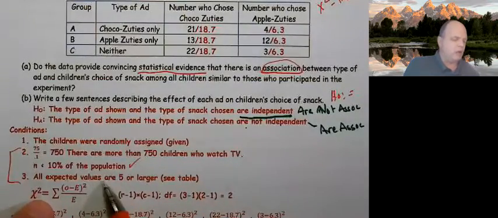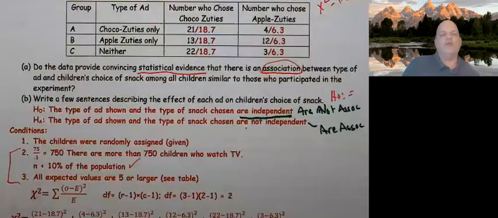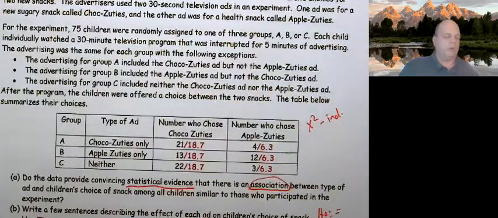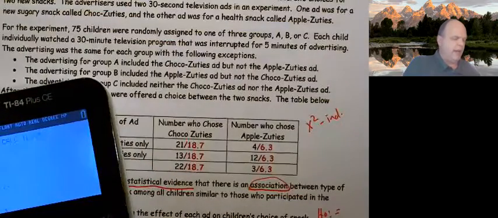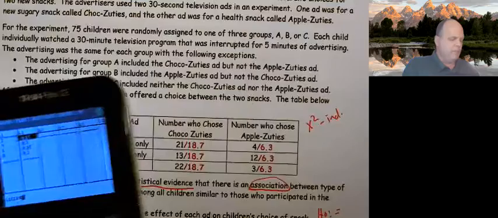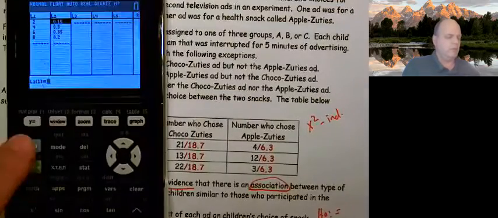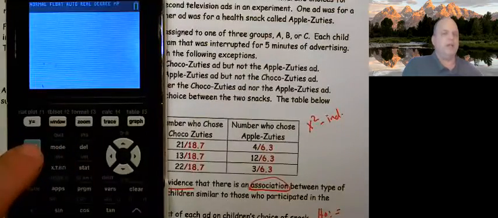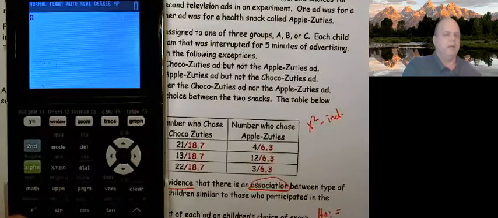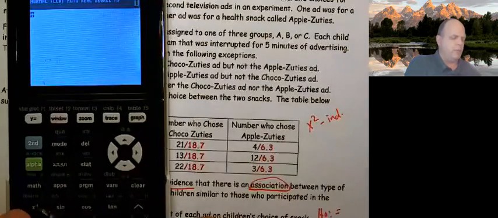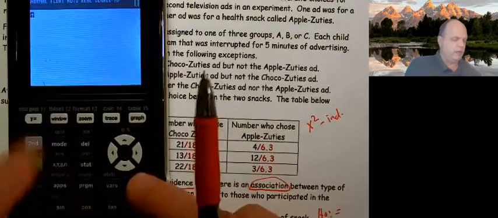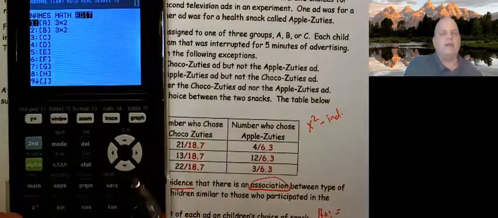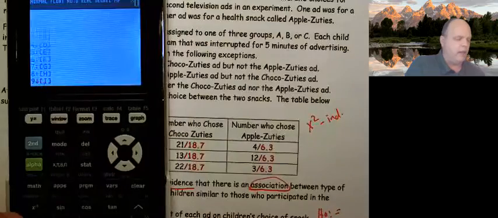And then we need to check all expected values are greater than 5. Well, I don't know that until I actually run the test, so here we go. In stat edit, second button followed by the matrix button. This looks like the x^-1 on it, the matrix right here. Press enter, oops, second matrix, edit, the edit's, and then enter.